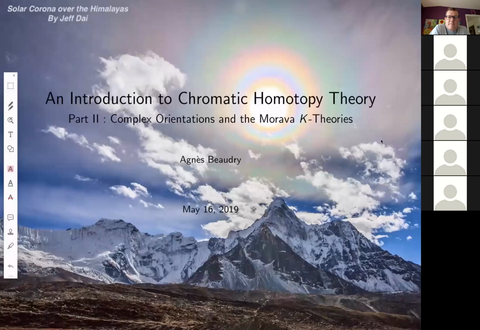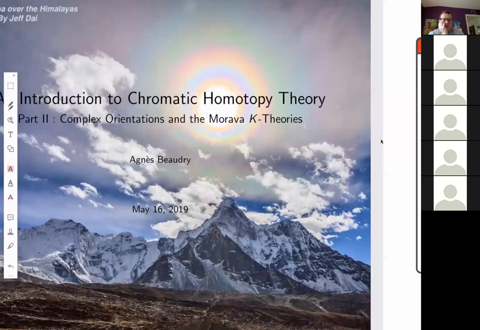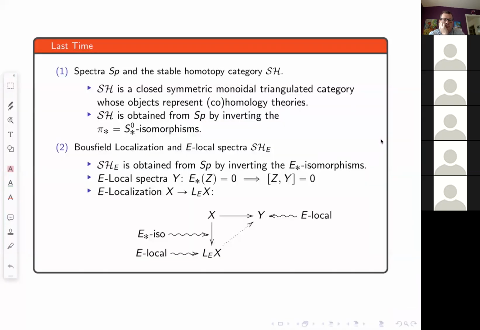Okay, so this is part two. Today's talk is called Complex Orientation and the Morava K-theories. I hope to introduce both of those things. But before we jump into the new stuff, let's do a quick review of what we did last time. Last time, I introduced the category of spectra.